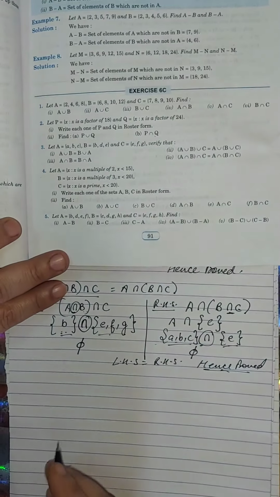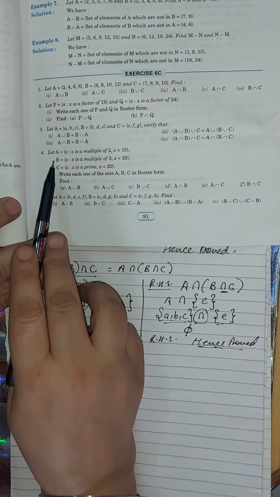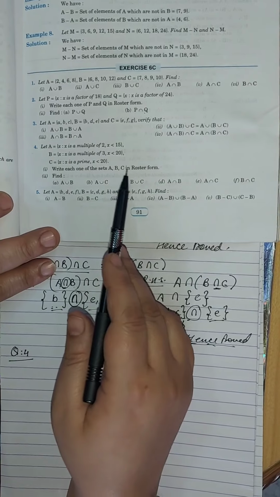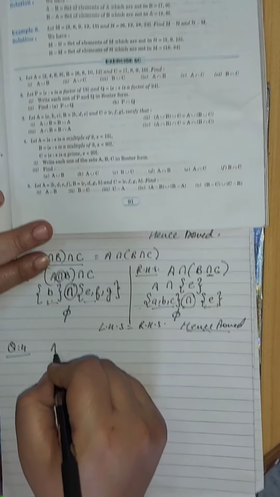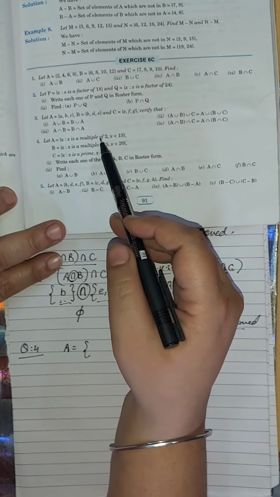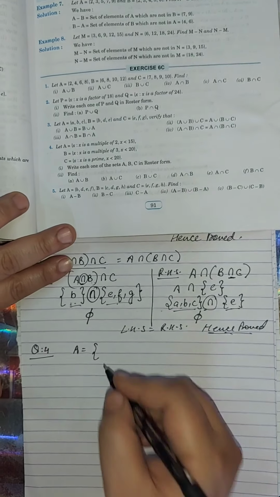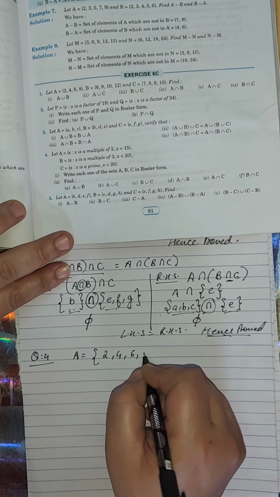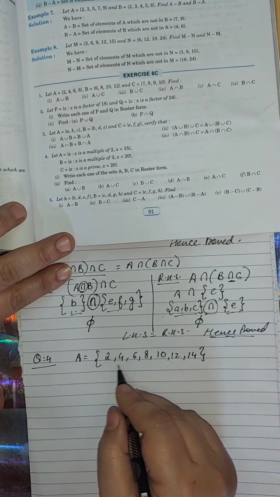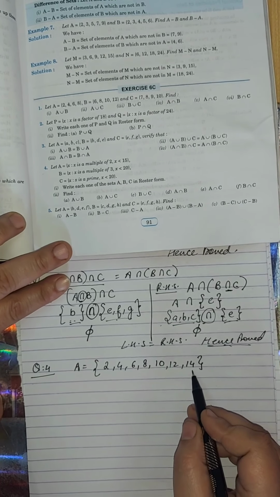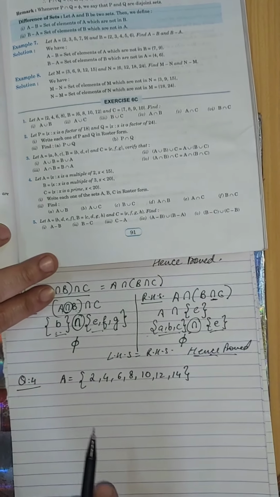Now I will move forward with question number 4. Now A, B, C, three sets are given in set builder form and you have to convert them into roster form. So first we will see set A. Set A is multiple of 2 and less than 15. Multiple of 2 लेने हैं पर less than 15. What will that be? 2, 4, 6, 8, 10, 12 and 14. 2 का table लिखना है 15 से कम तक. तो 15 से कम तक तो आपके 14 तक ही होंगे.